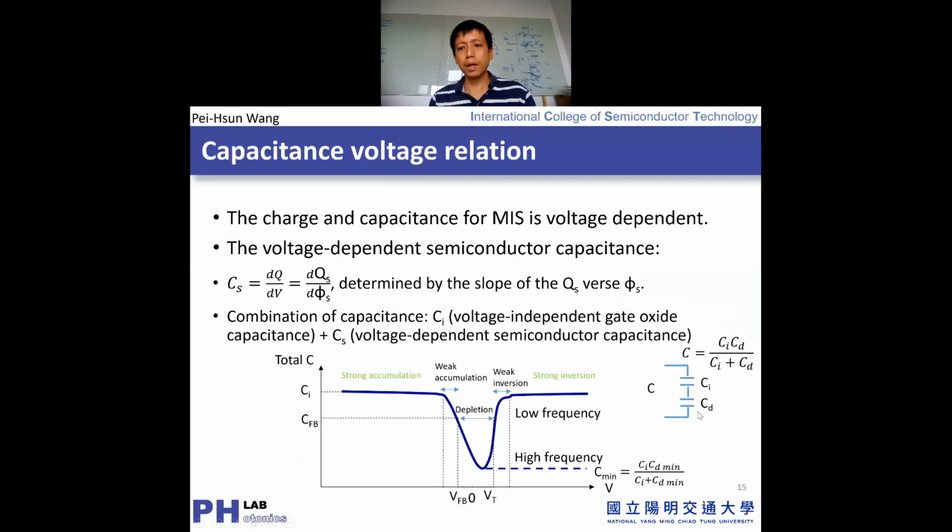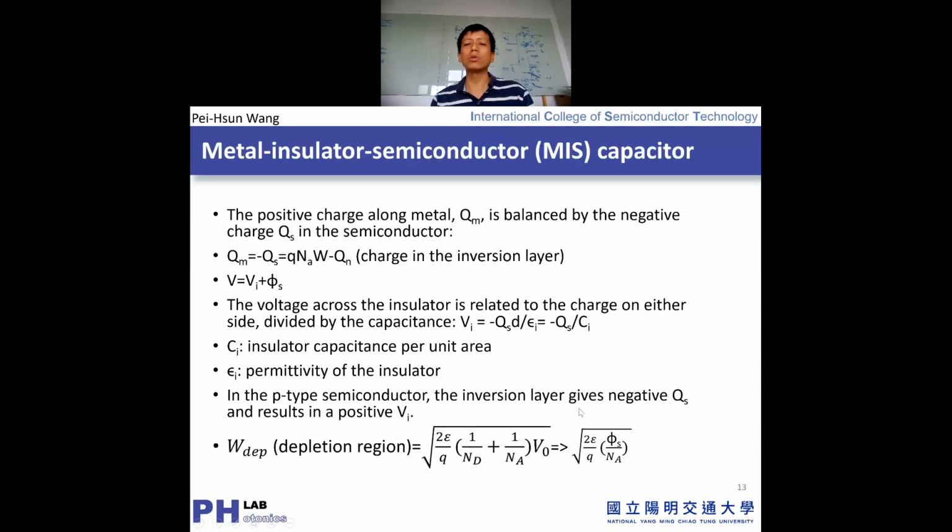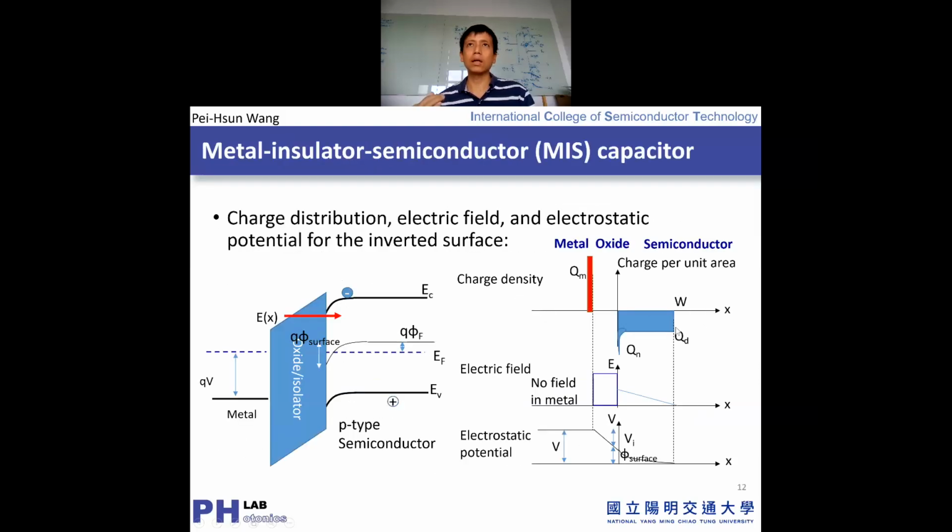That means after connecting with a small capacitance, the total capacitance is determined by the small capacitance. So at high frequency, the capacitance is low. You do not have any modulated carrier along the surface. You get a modulated carrier along the depletion region here, because we can only modulate the majority carrier at high frequency.